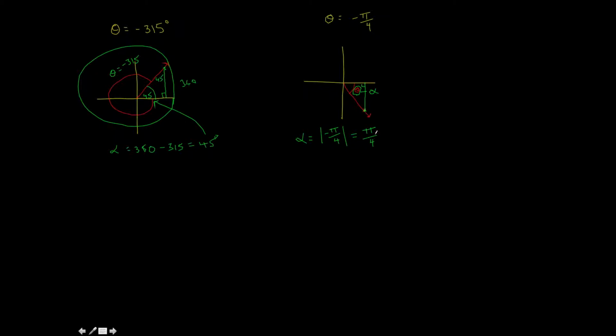The way you want to think of it is in terms of distance, the space that we're eating up. We're going negative pi over 4, but we're still eating up the space of pi over 4. That's how we get that positive angle: what space are we eating up? So our theta and alpha are the same. We just have to take the absolute value of theta to keep our alpha positive. Alpha will always be positive.